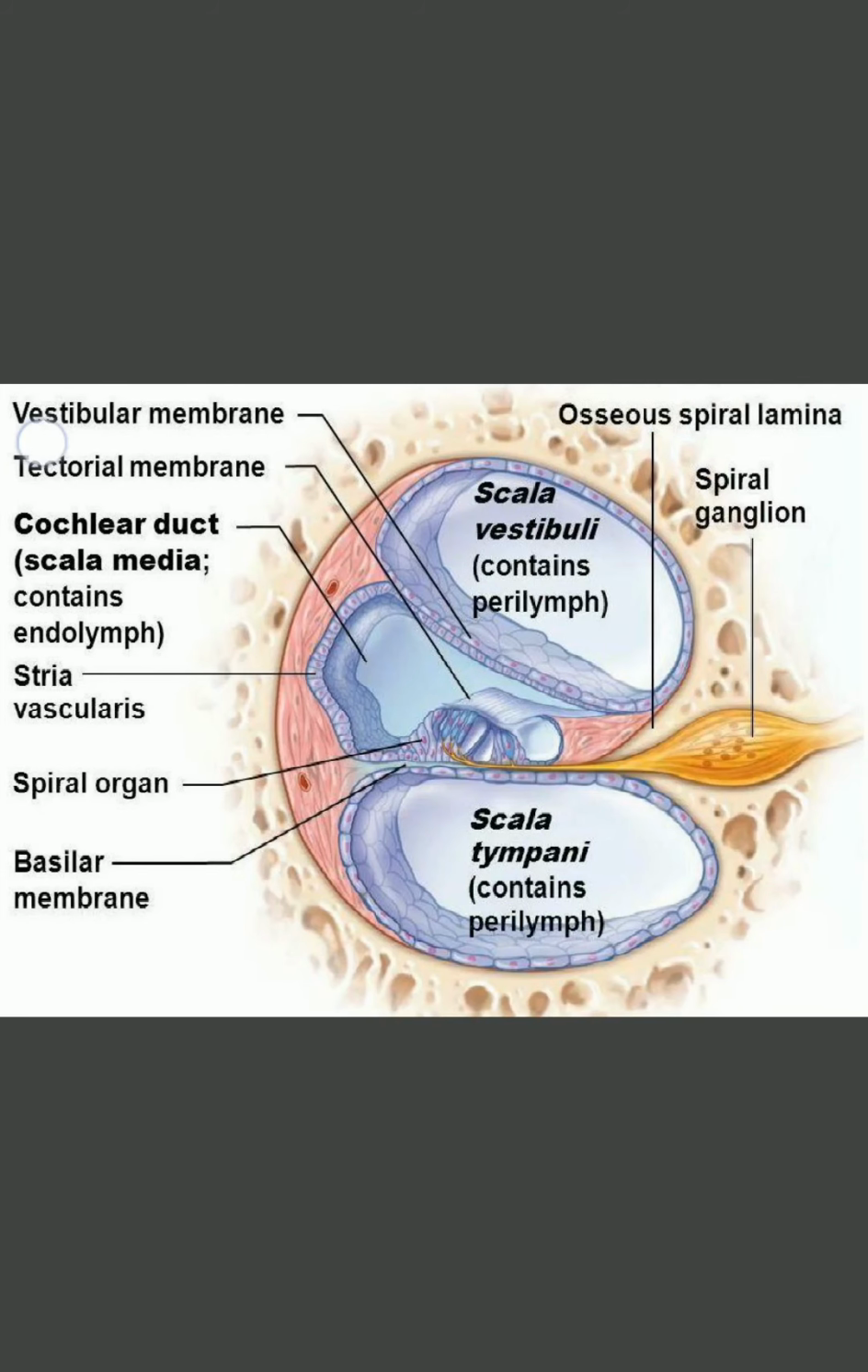In this figure you can see the floor. This is the scala media, in between the scala vestibuli and the scala tympani. The floor is formed by the basilar membrane. This is the organ of Corti. The roof is formed by the vestibular membrane, and the outer wall is formed by the bony wall of the cochlea.